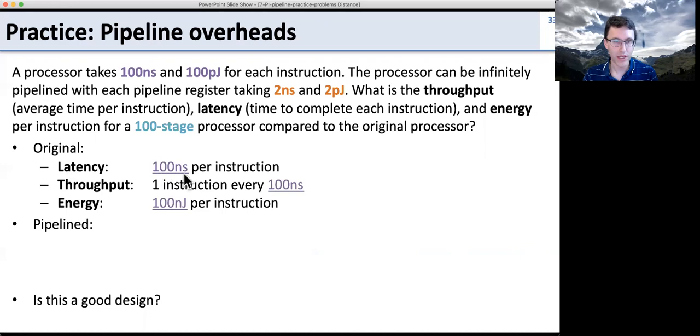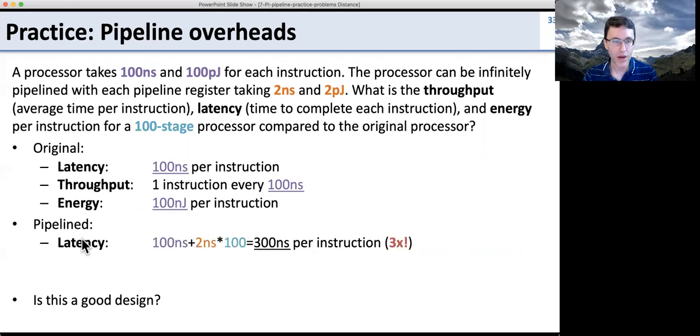So for the original one, the latency is just 100 nanoseconds because it takes 100 nanoseconds. And the throughput is 1 instruction every 100 nanoseconds. The energy is 100 picojoules per instruction. Okay, that's pretty straightforward. Now we pipeline it.